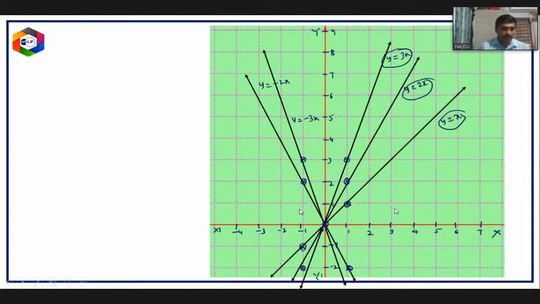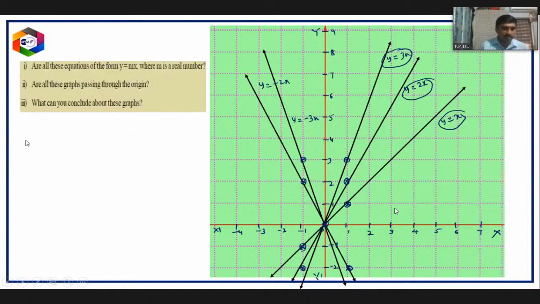The first question: are all these equations of the form y = mx, where m is a real number? Are all the equations in the form y = mx? Yes, all the lines are in the form y = mx only, where m is a real number.